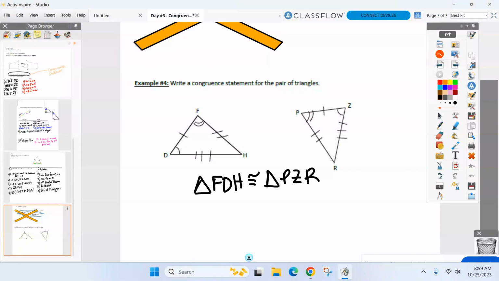Let me write it down and check. F and P match up. D and Z match up. Good. How about the sides? FD and PZ. Awesome. DH and ZR. Looks like a good one. Way to go.